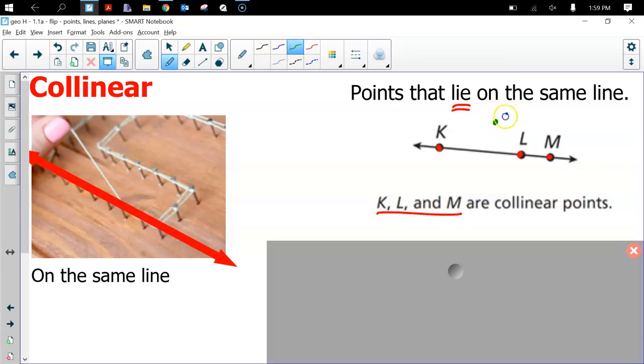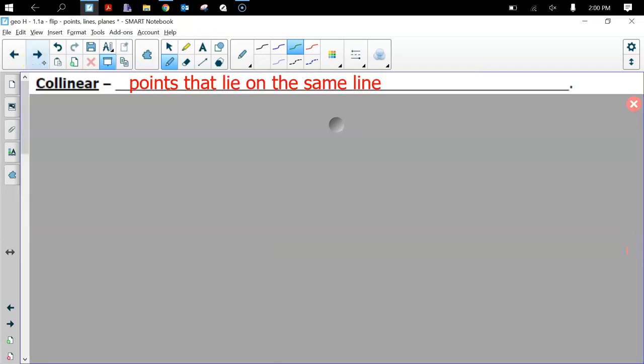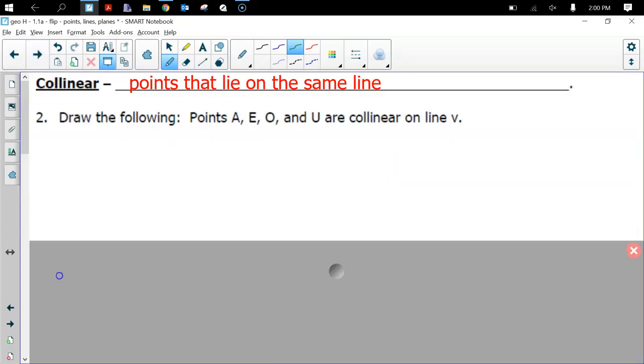If I add another point, point P, then the four of those are not collinear. The four of those are non-collinear, but these three are still collinear. All four of them non-collinear. K, L, and M are still collinear, even if there's a fourth point somewhere there. So there's your official definition. So pause and write that in your notes.